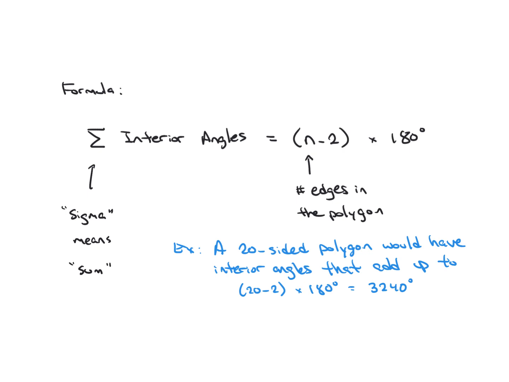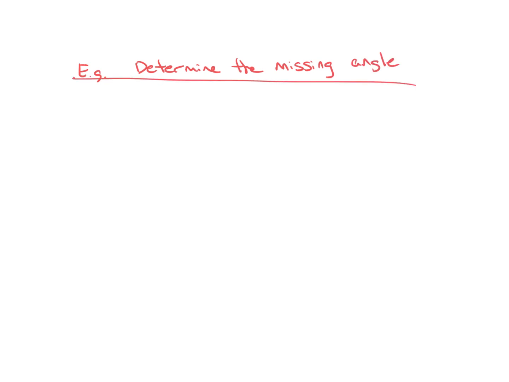Okay, so I'll do one example on the next page of a question, like a problem you might see. And it'll just be determine the missing angle. I'm going to draw a picture. I'm going to label a bunch of angles. One of them is going to be missing, and you have to find how many degrees it is.